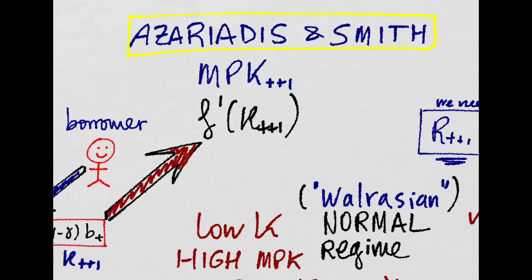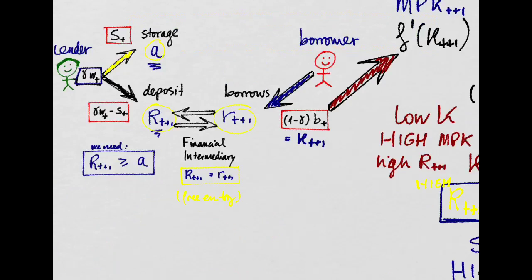Okay, so let's talk about Azariadis and Smith. Remember that in this model we had lenders who had to decide whether to put the wages into storage and get a return of A, or use the rest and put it in deposits and get an amount R_{t+1}. We need deposits to be at least as attractive in terms of return as storage.